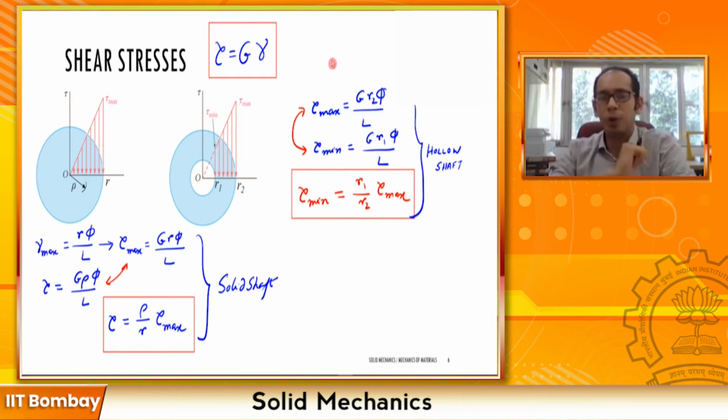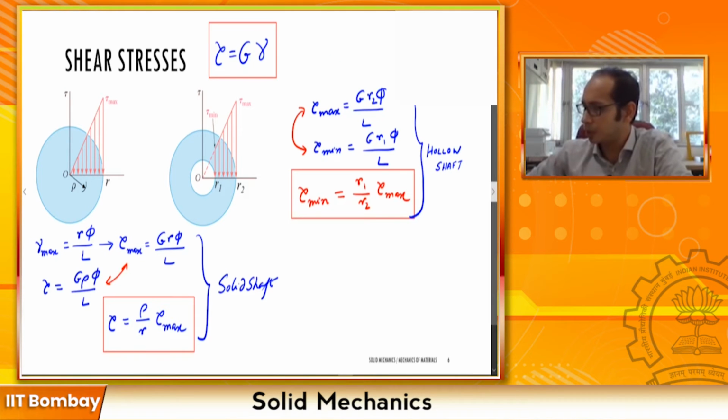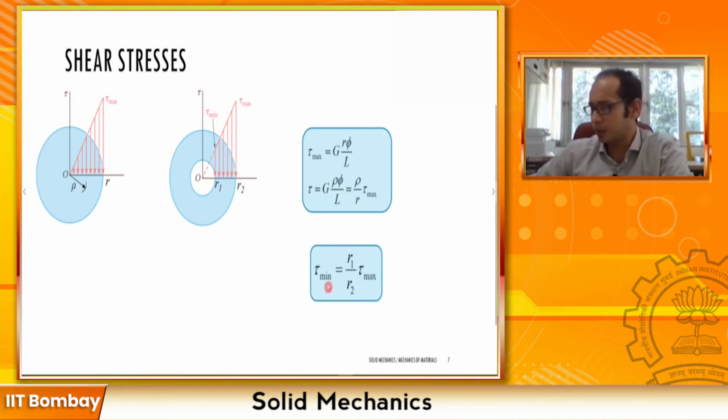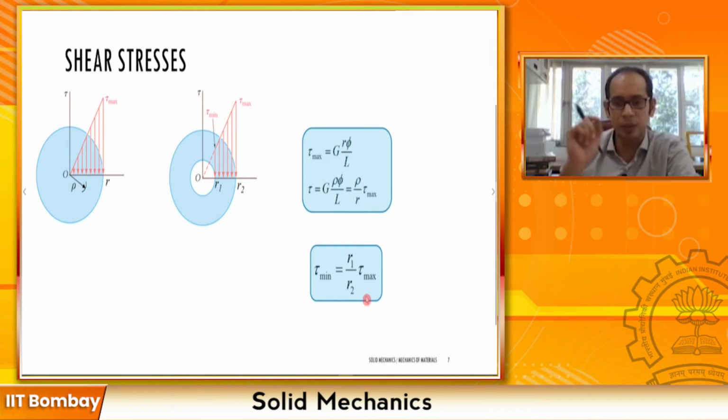Now extremely important to now visualize what is actually going on in this entire member, right? So I have a summary for this particular slide as well. This is the summary of what we just wrote, that tau equals rho by R tau max, and tau minimum equals R1 by R2 tau max. These are the expressions which we just saw in the previous page, and I highly encourage you that while going through this lecture, you write out these expressions as well, so it gets ingrained in your memory, right?